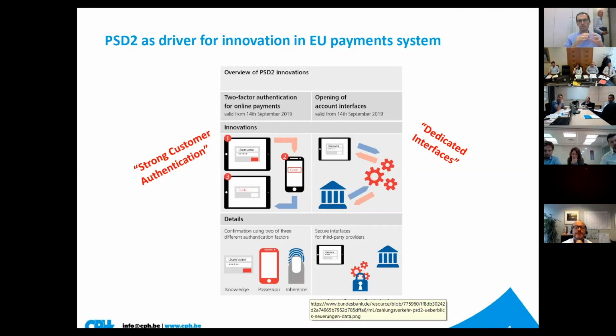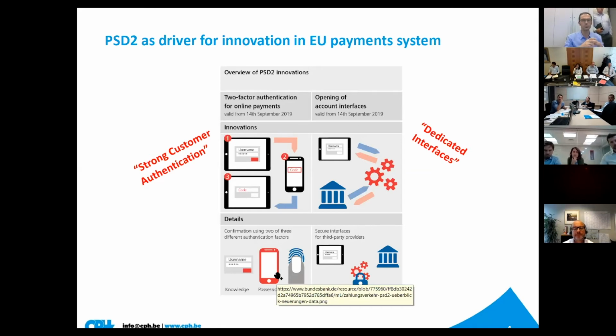PSD2 imposes two-factor authentication, so two of these three authentication factors should be used. So either a username and password with an application installed on the device, or device plus fingerprint, or fingerprint plus knowledge. So this is the first act of innovation. The second act, maybe.